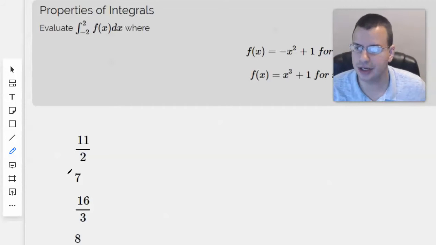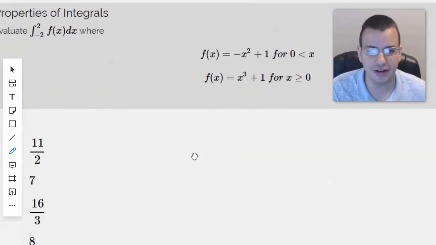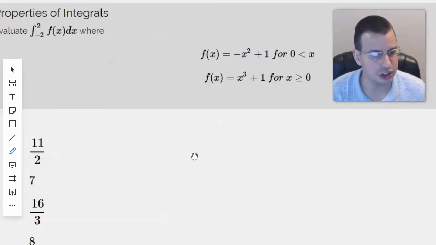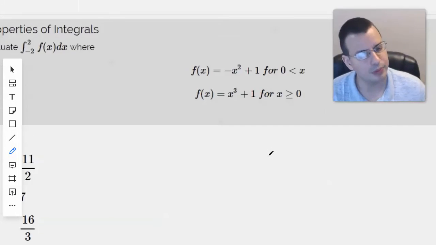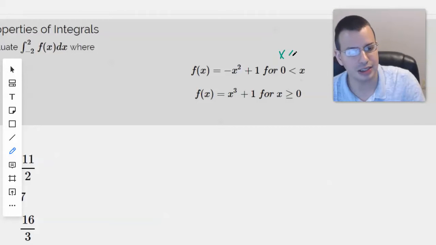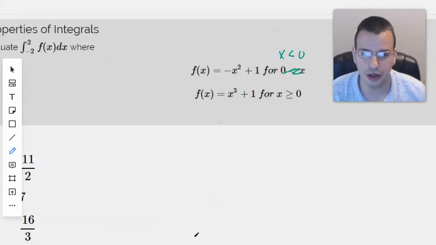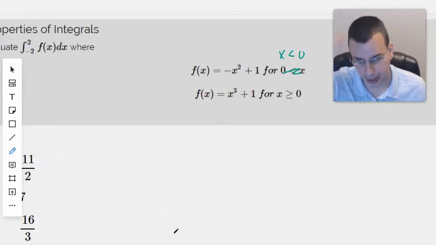Evaluate the integral from negative 2 to 2 of f of x dx, where f of x is negative x squared plus 1 for x less than 0. Pretty sure that's supposed to be x less than 0 there. And then f of x equals x cubed plus 1 for x greater than or equal to 0. Okay, we can do this.